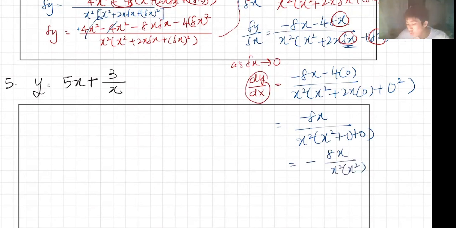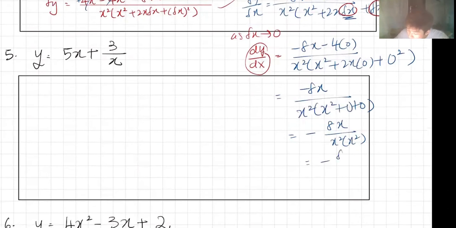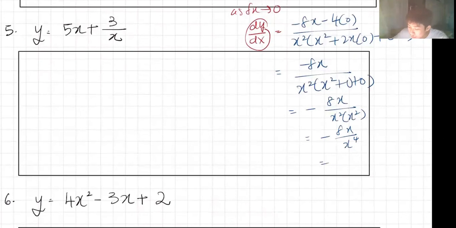So what I'll get is minus 8x over x squared times x squared. Okay, because this 0 I don't have to write. What I'll get is minus 8x over same base. What you do is you add the power, because it's multiplying between them. So you add the power, and you get x power 4. Now I have this x power 1, this x power 4. I can cancel this x, then once you take one x away, this one is left with 3.